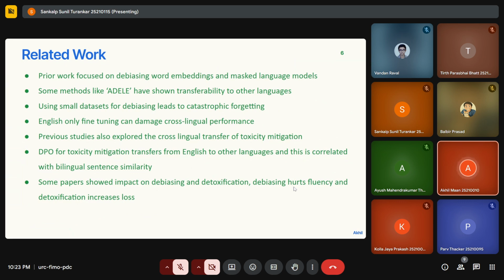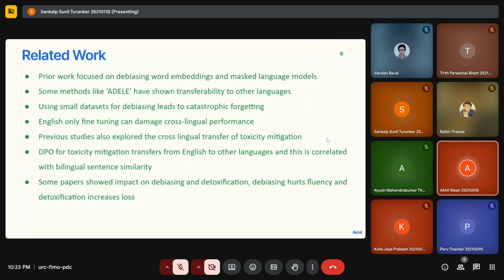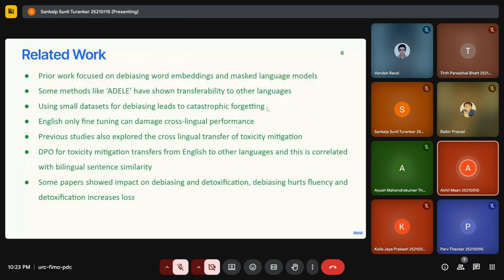All right. Now coming to the related work part, we will see in the slide what past work has been done regarding this paper. Before this paper, the prior work mainly focused on debiasing in embeddings and masked language models, for example, like BERT. Some methods like ADELE were also introduced in those papers, and those have shown transferability to 6 other languages. Also, it was mentioned that small datasets for debiasing lead to catastrophic forgetting, and English-only fine tuning can damage cross-lingual performance.